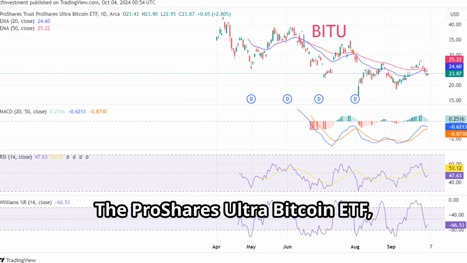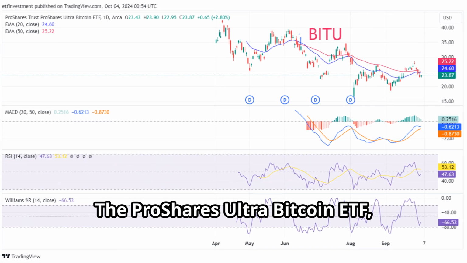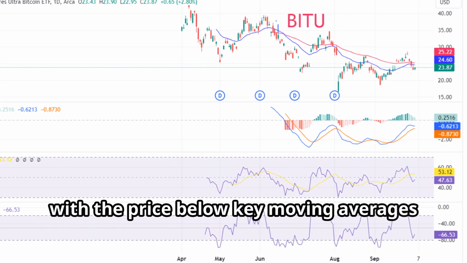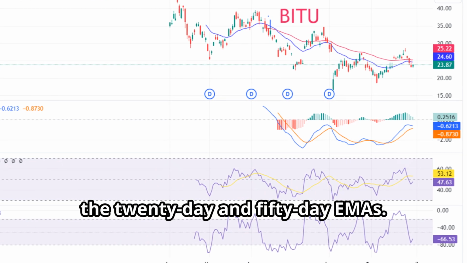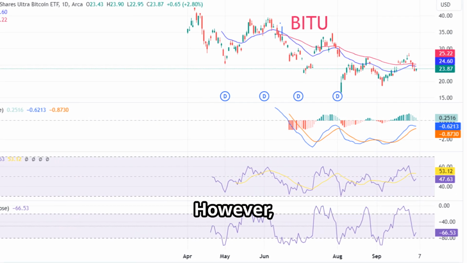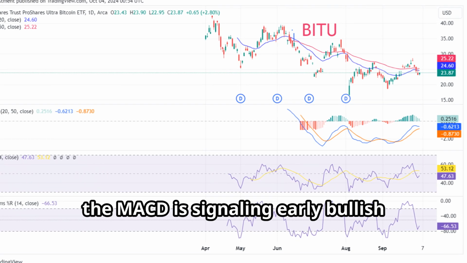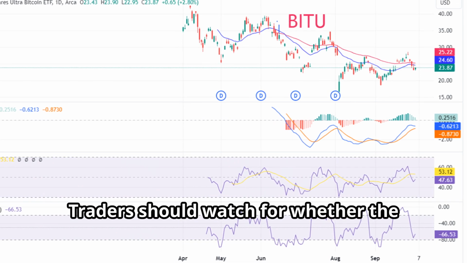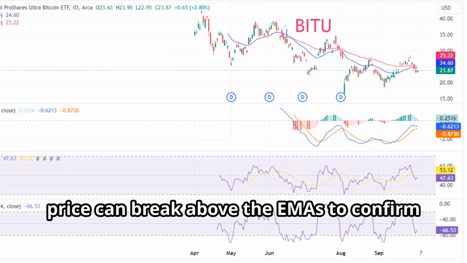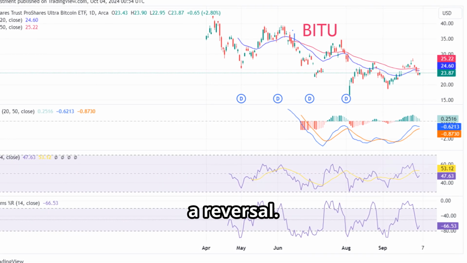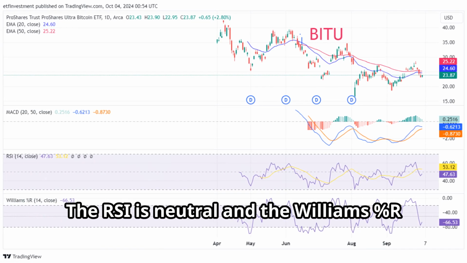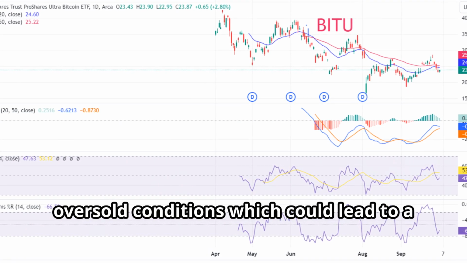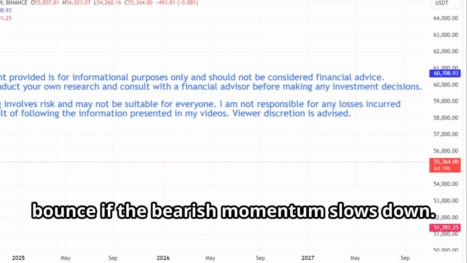Conclusion: the ProShares Ultra Bitcoin ETF, BITU, is currently in a short-term bearish trend, with the price below key moving averages, the 20-day and 50-day EMAs. However, the MACD is signaling early bullish momentum, suggesting a potential recovery. Traders should watch for whether the price can break above the EMAs to confirm a reversal. The RSI is neutral, and the Williams percent R suggests that the ETF is approaching oversold conditions, which could lead to a bounce if the bearish momentum slows down.